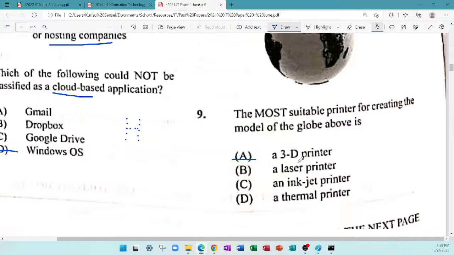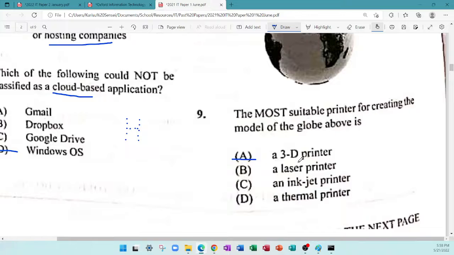Laser uses what to print? It's lasers. It's in the name. It might sound like a heat setup, but it's not. It uses the laser to make the letters onto the drum, and then the drum is transferred onto the paper.